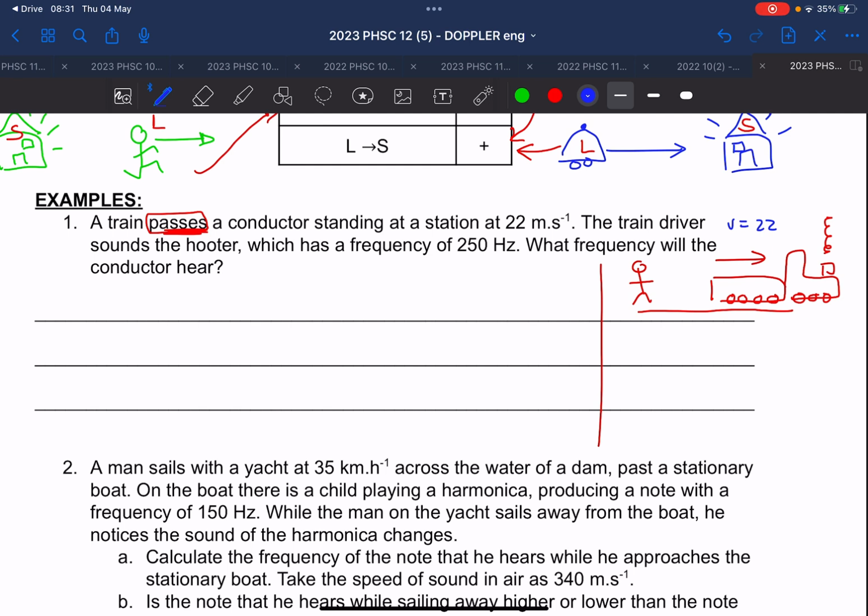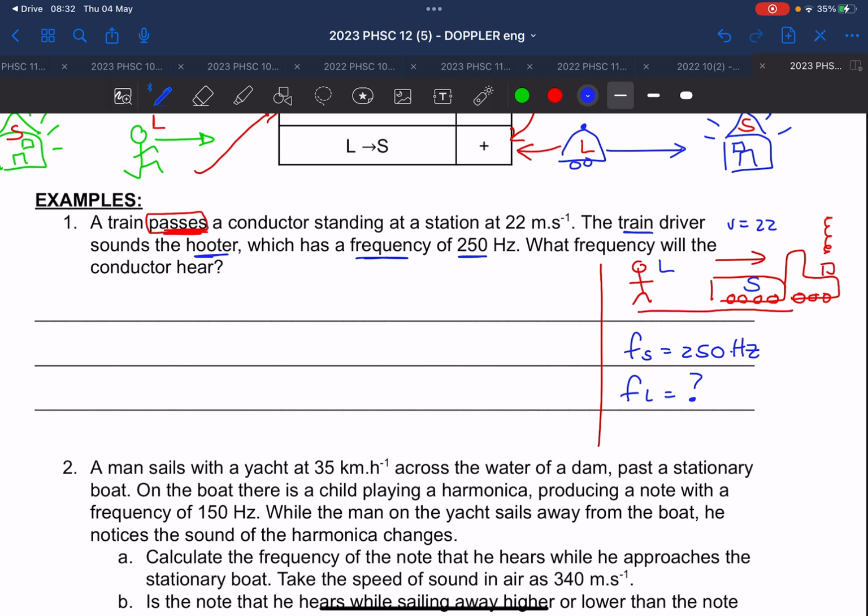The train driver sounds the hooter, toot toot, which has a frequency of 250 hertz. So the frequency, is the train the source or the listener? The source. So the train is the source and this is the listener. The train has a hooter that has a frequency of 250. So the frequency of the source is 250 hertz.